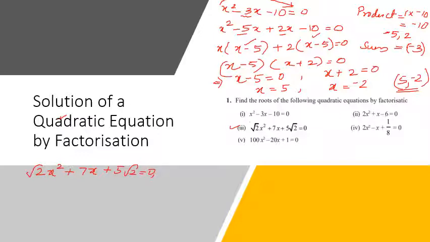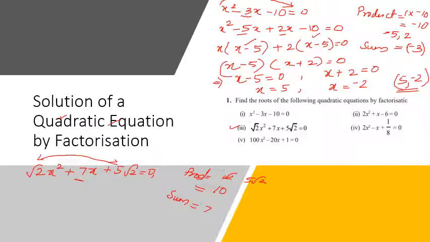So first we have to find the product. Product is equal to root 2 into, this is what we need, a into c, root 2 into 5 root 2. That is equal to root 2 into root 2 is 2, 5 into 2 is 10. Product is equal to 10. It is both positive, so it is positive 10. Then we need the sum. Sum is equal to 7. So here we got sum as 7 and product as 10.